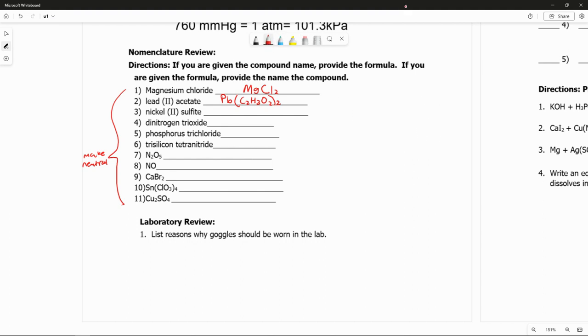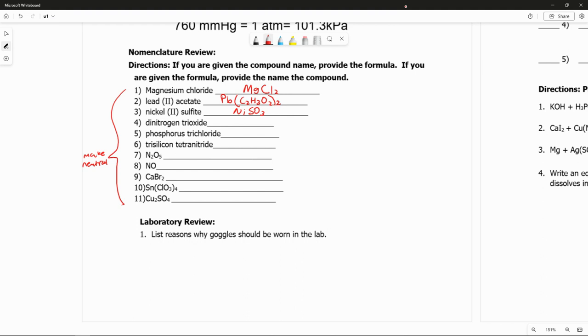Let's go on to nickel 2 sulfite. Same rule here, Roman numeral, it's a transition metal, so we have to look at nickel 2. So nickel, Ni, has a 2 plus charge. And sulfite is going to be SO3, and that is going to have a 2 minus charge. So now we have a 2 plus and a 2 minus, which is going to cancel on its own to 0, neutral. Therefore, our nickel 2 sulfite formula is going to be NiSO3. Let's try number 4.